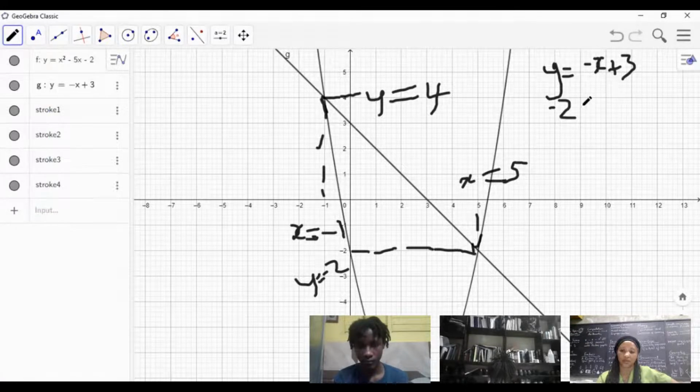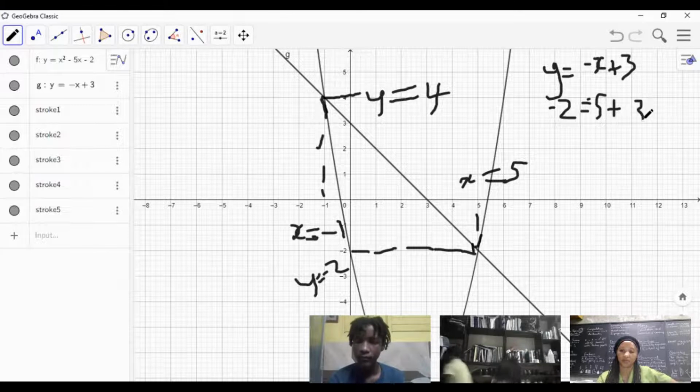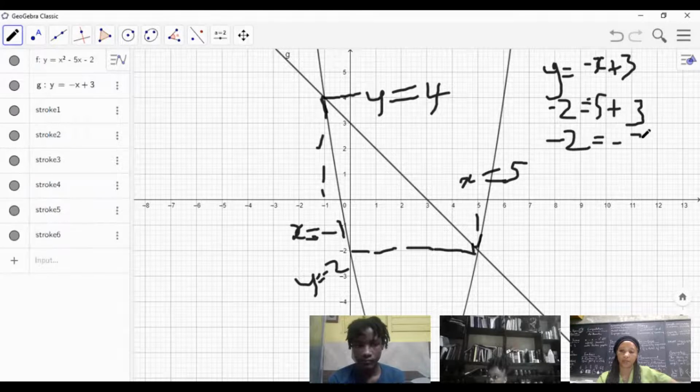So negative 2 is equal to negative 5 plus 3. So negative 2 is equal to negative 2. Okay.